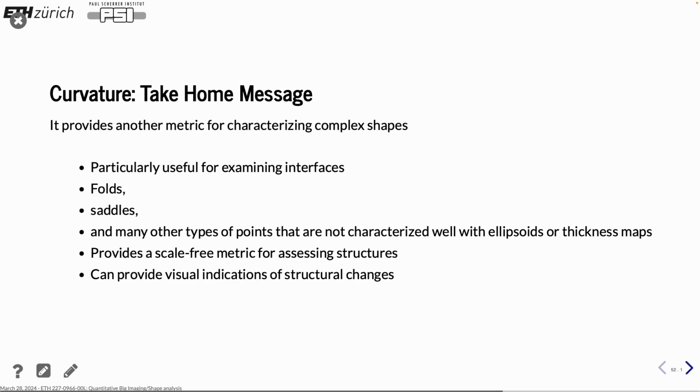And important is also that it is scale free when you assess the structures, because some other metrics, if you just look at the surface area, it depends on how large it is. But if you have an average, the mean curvature, it's a scalar that is not depending on the scale.